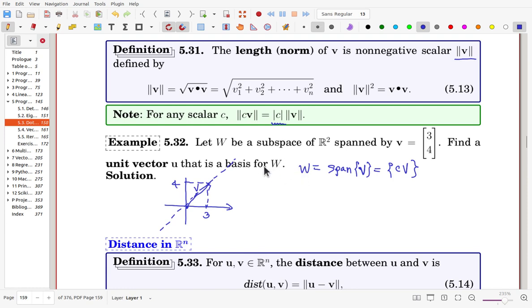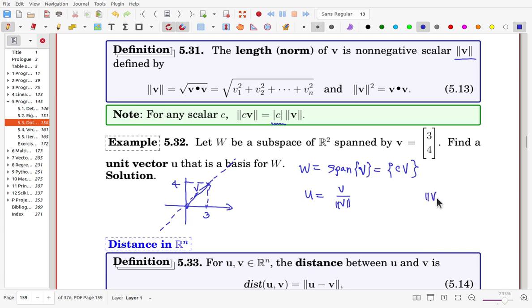Find the unit vector u that is a basis for W. Quite easy to get: the unit vector u equals v divided by the length of v. Okay, let's try to find the length of v.